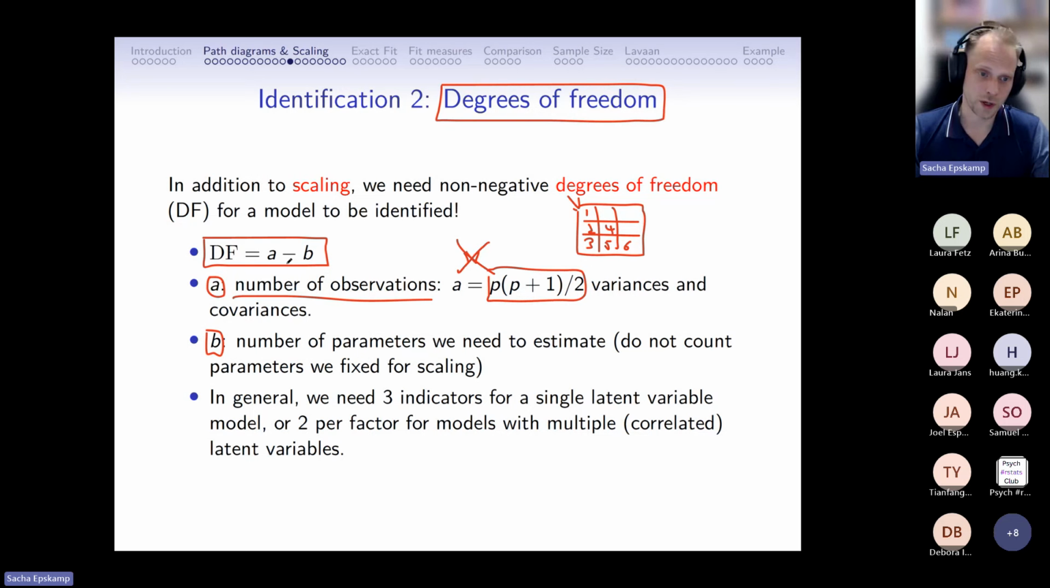Now, at some point, if we add more variables, if our model is parsimonious enough, we're going to get more observations than parameters. And that's a great thing, because then we can do statistics, which is what we want to do in life, in general.